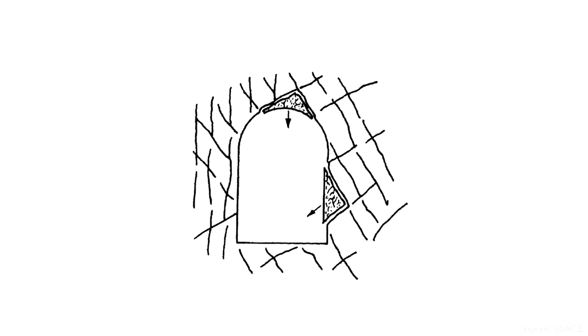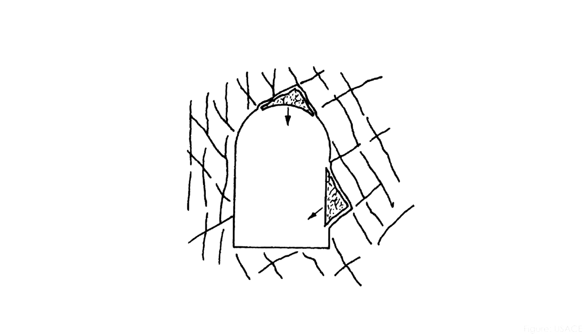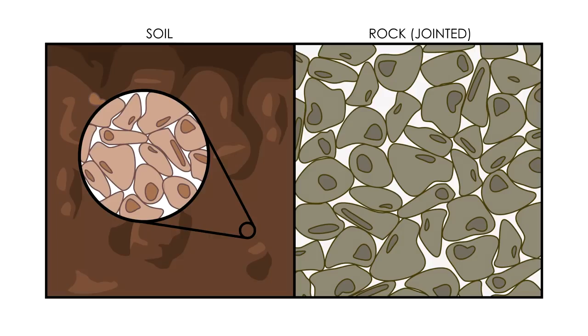But the problem with joints is that they have no tensile strength, and so no ability to transfer tensile stress. You can see that jointed rock starts to behave more like soil, just with much larger particles. So even tunnels through rock often require some type of support to prevent collapse.